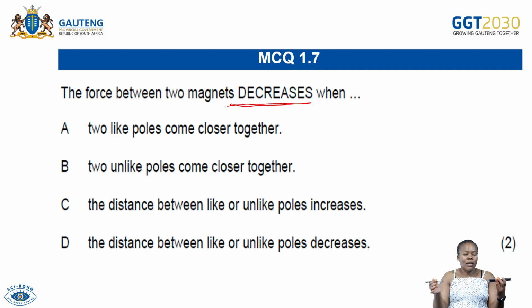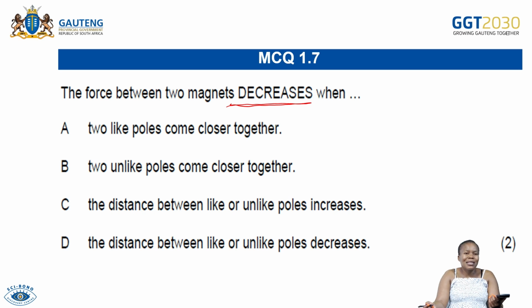In this case, when the two magnetic poles are far apart from each other, the force between them decreases. So the force decreases when the distance between them has increased. Now, A: two like poles come closer together. Definitely no, because when they come together and they are like poles, they are going to repel, and the distance between them has become shorter. So definitely not A. B: two unlike poles come closer together.